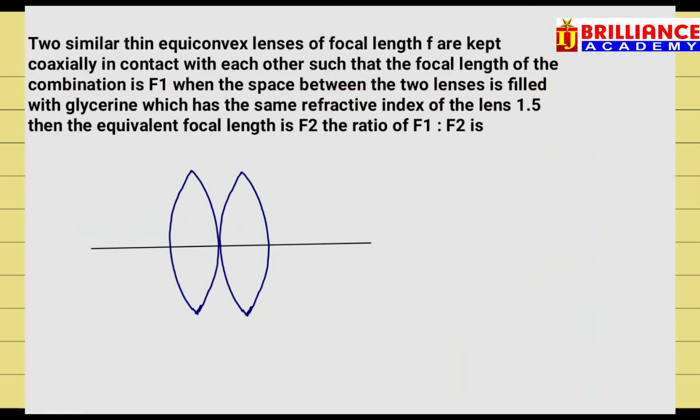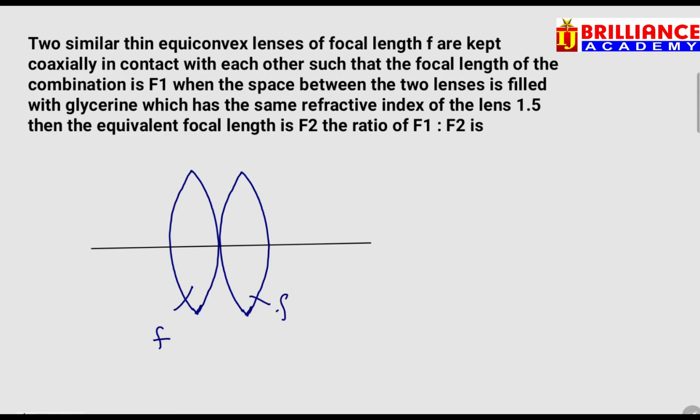Very similar to the previous problem, we have another problem here, which says two similar thin equiconvex lenses. So these are the two equiconvex lenses having the same focal length, so both are having focal length f. So this is also f, this is also f, such that the focal length of the combination is F1. This combination has a focal length of capital F1.